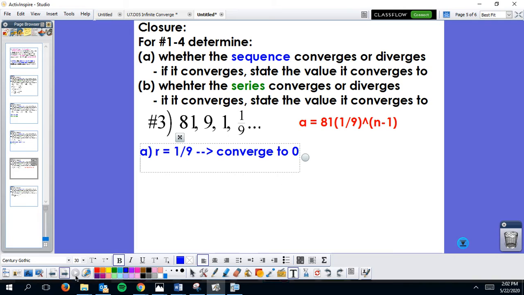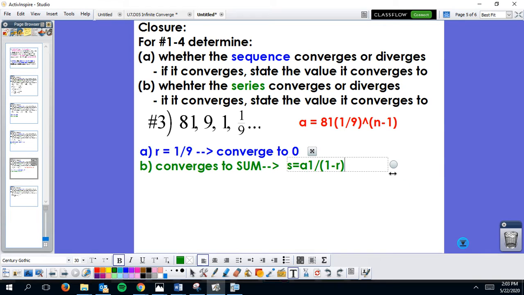So for B, the series, if the sequence is geometric with a ratio less than 1 and converges to 0, which is always true, then the series converges to the sum. So to find the sum, what you're going to do is use this formula, S equals the first term over 1 minus the ratio.